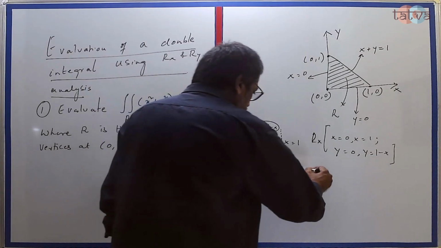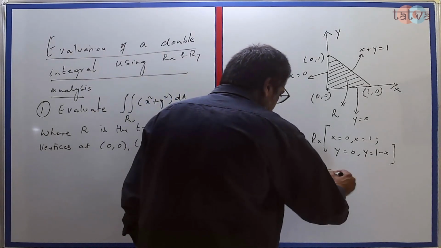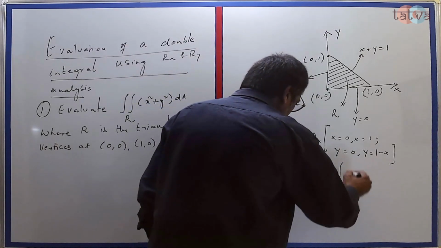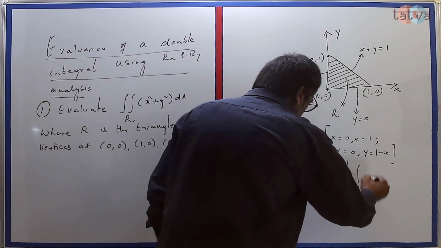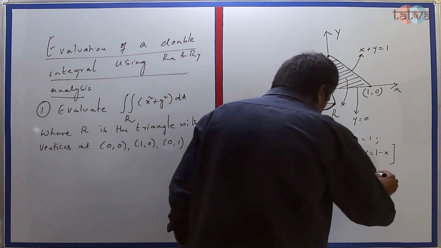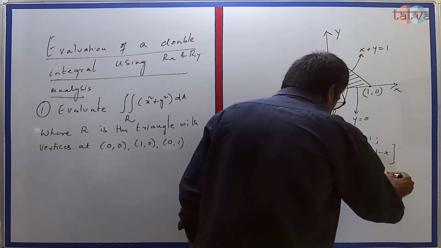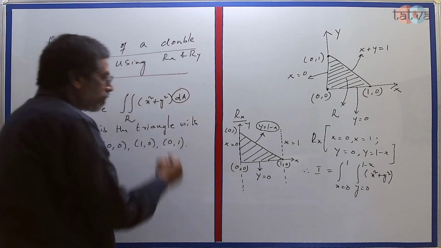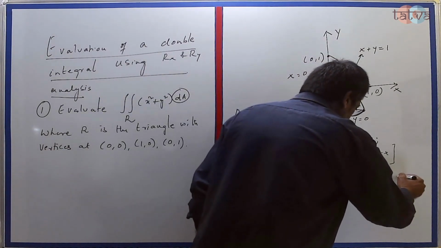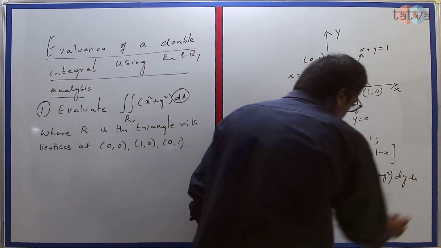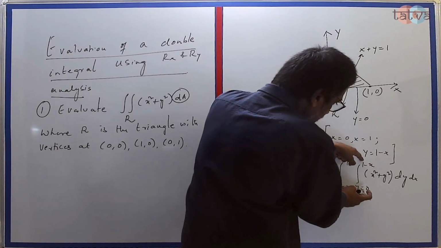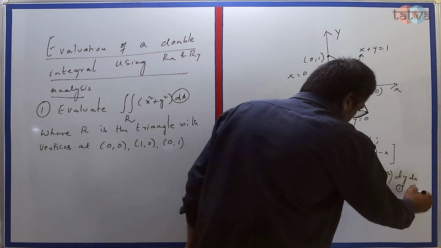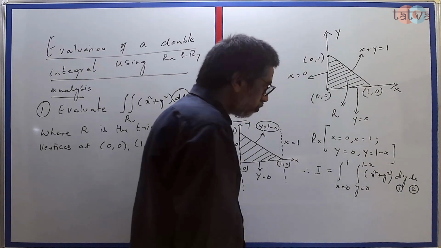Therefore, when I want to evaluate this double integral using the Rx rule, then I'll have x is equal to 0 to 1, y is equal to 0 to 1 minus x, the function x squared plus y squared, and this dA, the area element, which was explained in the previous lecture, should be dy dx. That is, when the inner limits are functions of x, the order of integration will be dy dx. With respect to y first, with respect to x next. So let us see how to evaluate this.